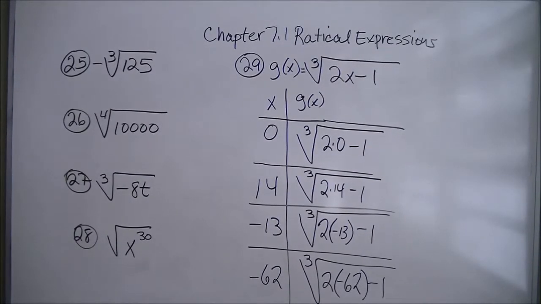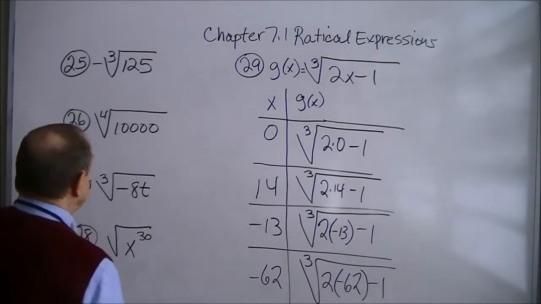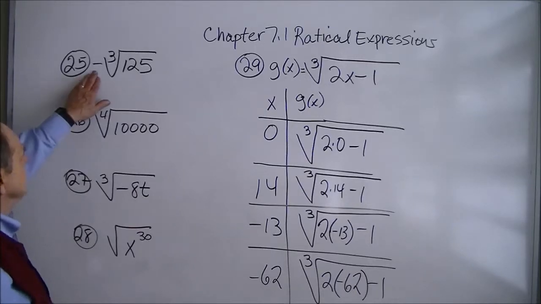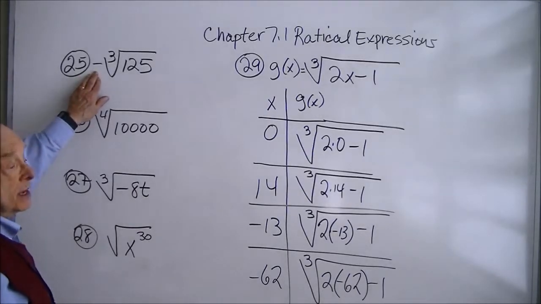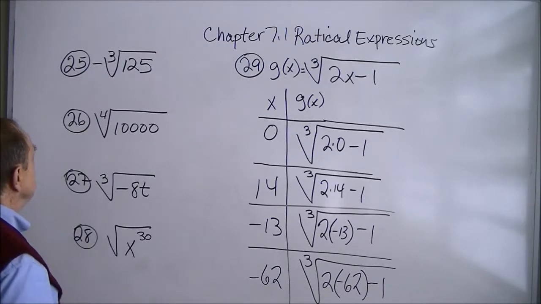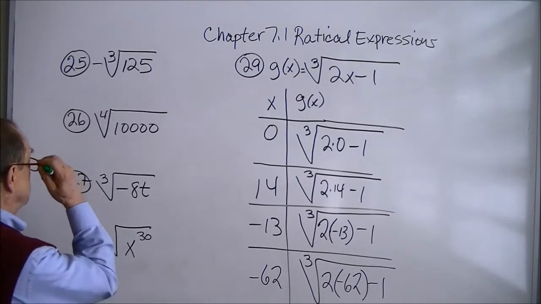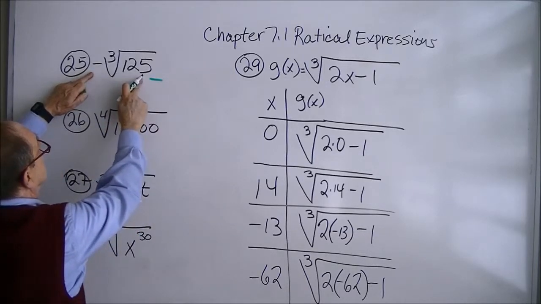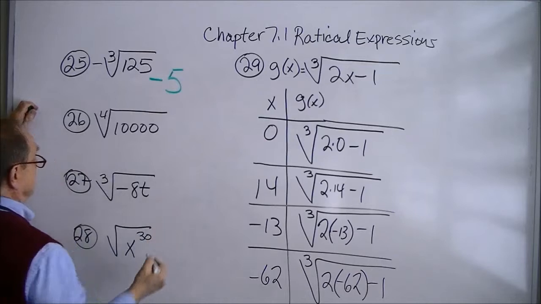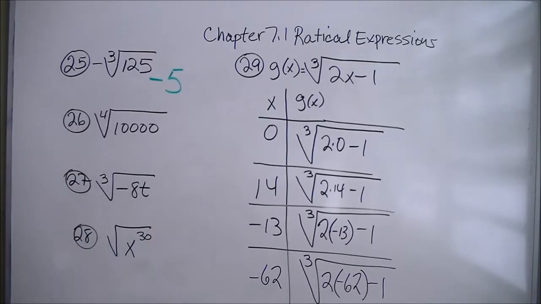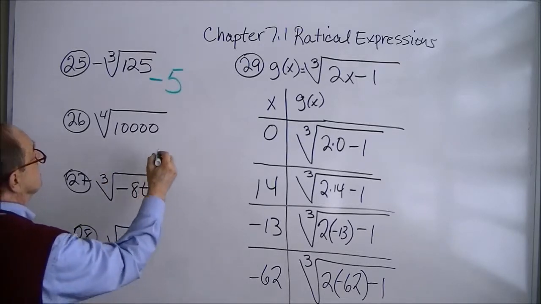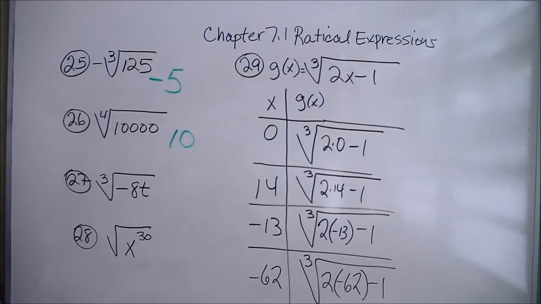All right, so as we go on, we take a look at example 25. Now notice the negative sign is in the front, so this will indicate that our answer will definitely be negative. And then we're going to take the cube root of 125, which is 5. So then the fourth root of 10,000 is 10.